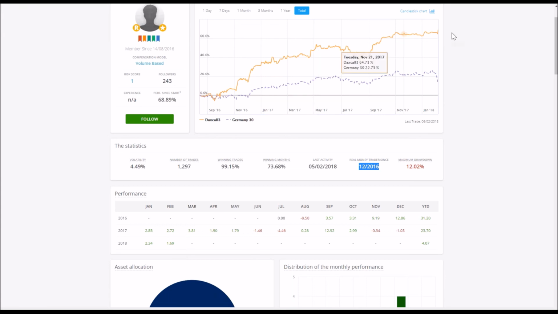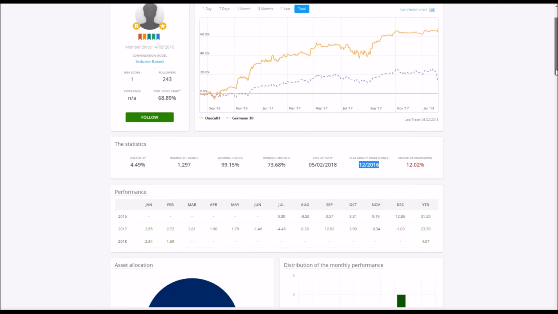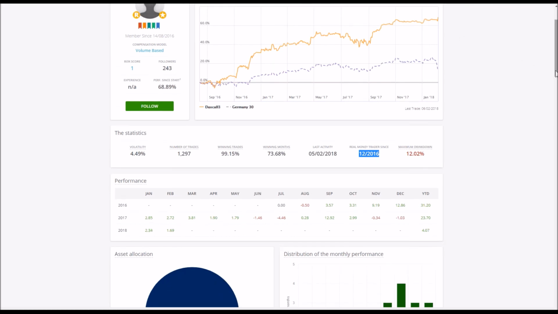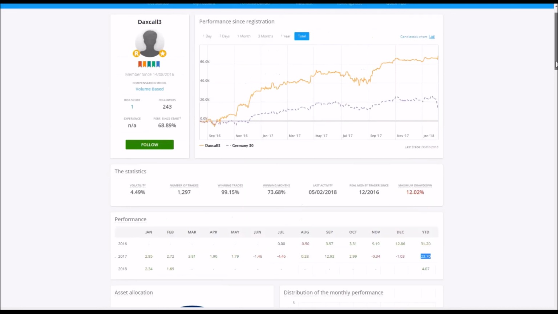So even though we're not delivering the fireworks, I don't give a monkeys about having volatility if I'm copying people. I don't want volatility. I want hopefully a nice steady return. If someone can sit there and make 2% a month, for me that's a great level of return. So DAX Call 3 might be an interesting one to follow.